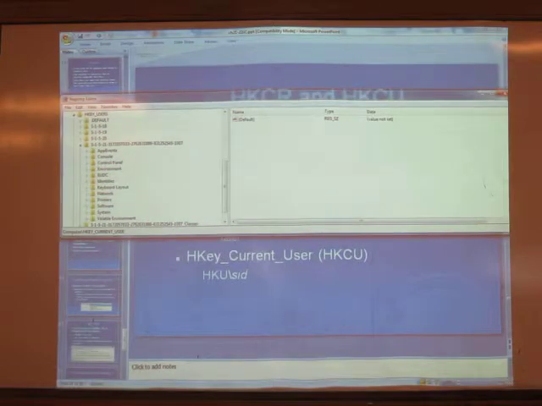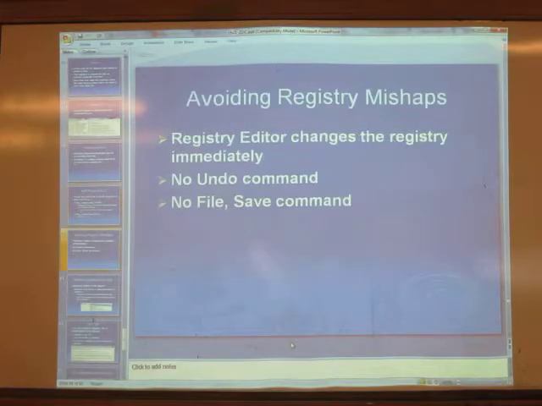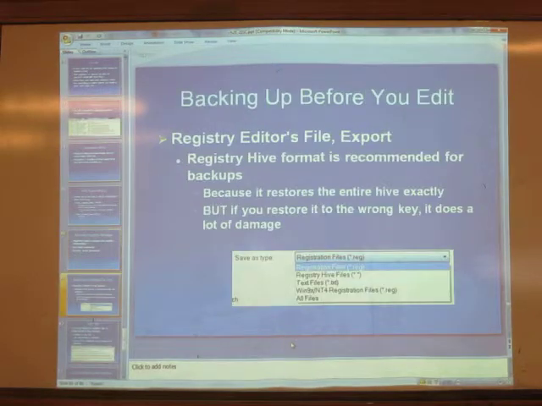Anyway, that's the game there. I'm thinking it's probably permissions preventing me from seeing the other ones. Just like I'm not allowed to go in other people's folders, I'm probably not allowed to go in their registry keys. All right, so no undo command, no file save. You can back up the registry inside Regedit, but don't bother. If you want to back up the registry, make a restore point.